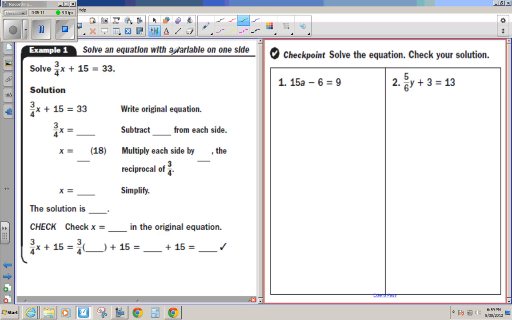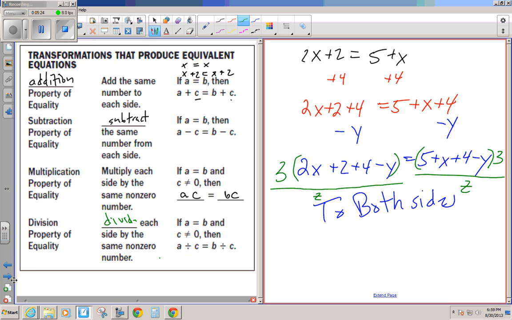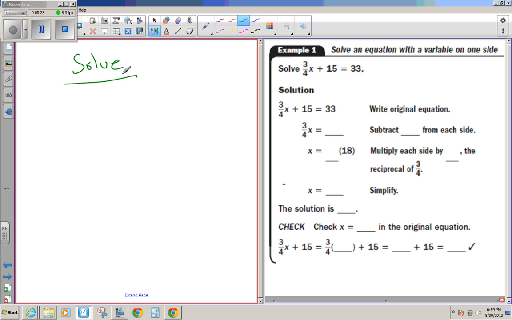So let's solve an equation with variables on one side. So here's an equation with the variable on one side. What we want to do when we solve an equation, what you're really trying to do, is isolate the variable. All right, isolate the variable. Well, what does that mean? That means if someone was acting up in class, I might isolate them.